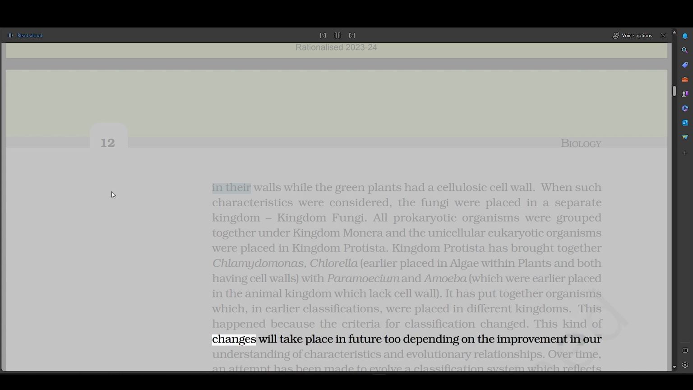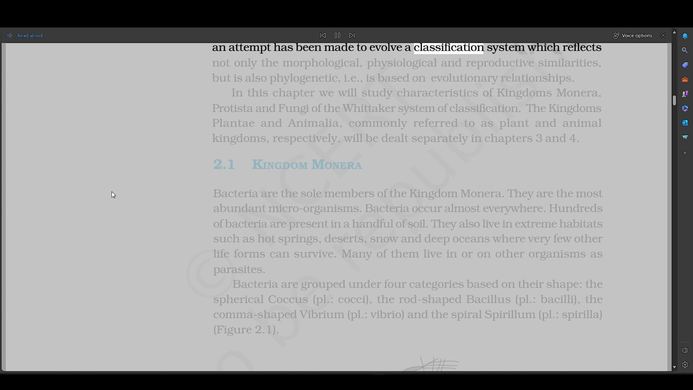This kind of change will take place in future too, depending on the improvement in our understanding of characteristics and evolutionary relationships. Over time, an attempt has been made to evolve a classification system which reflects not only the morphological, physiological, and reproductive similarities, but is also phylogenetic, i.e., is based on evolutionary relationships.